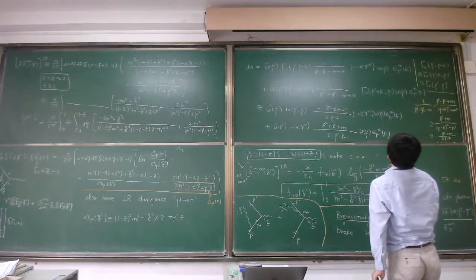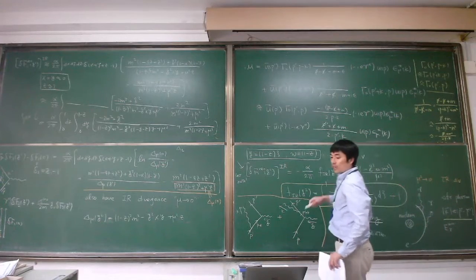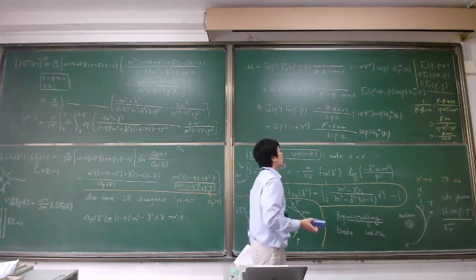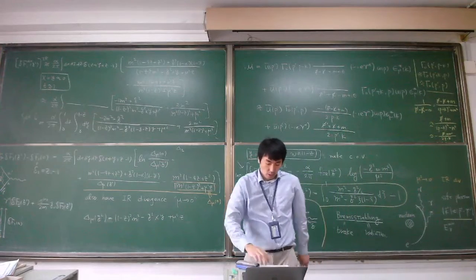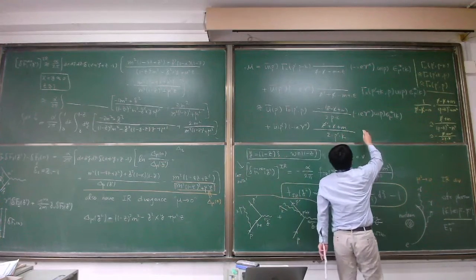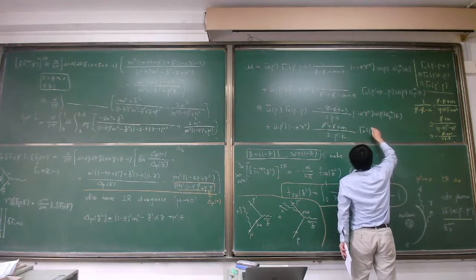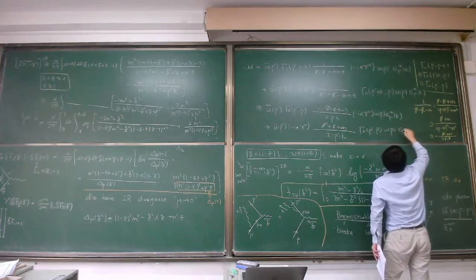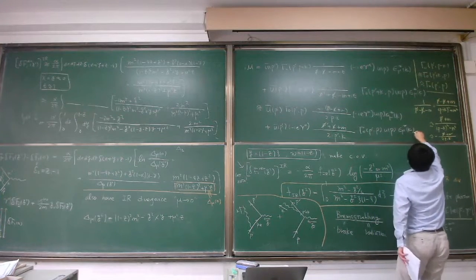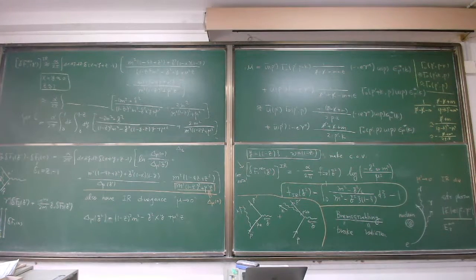I think I missed the gamma 0. If I put the gamma 0, I should put the gamma 0 here. Okay. Gamma 0, p prime and p, and u of p, and epsilon mu star k. Good. So that's what we have.